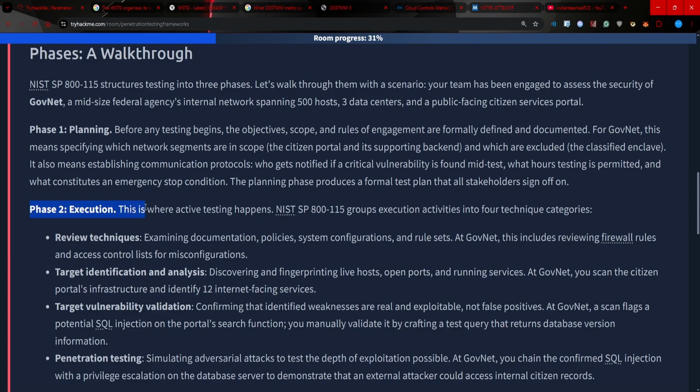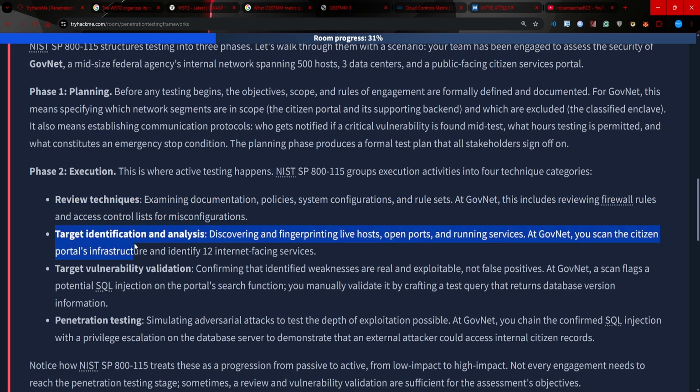Phase 2, execution. This is where active testing happens. NIST groups execution activities into 4 technique categories. Review techniques: examining the documentation, policy, system configuration, and rule sets. At GovNet, this includes reviewing firewall rules and access control lists for misconfiguration. Target identification and analysis: discovering and fingerprinting live hosts, open ports, and running services. At GovNet, you scan the citizen portal infrastructure and identify 12 internet-facing services.